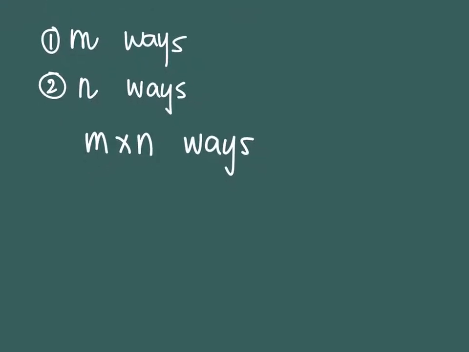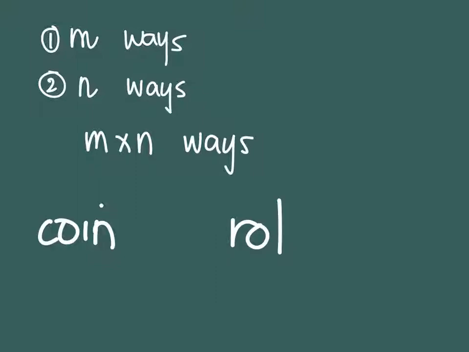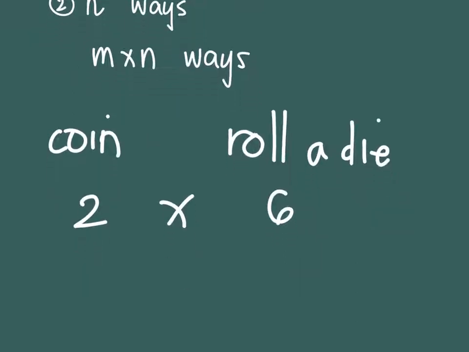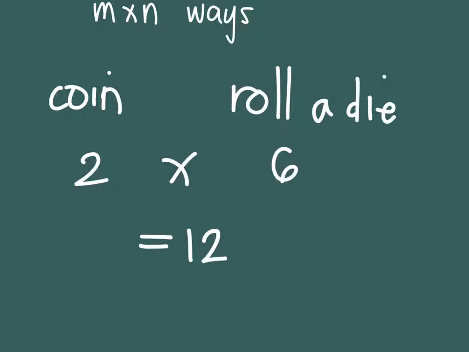For example, if you toss a coin and you roll a die after that, then the total number of possible outcomes for these two events happening together is this: you have two possible outcomes for the coin, that is, either a head or a tail. And when you roll a die, you could either get 1, 2, 3, 4, 5, or 6. So you have 6 possible outcomes. Together, these two events can have 2 times 6 possible outcomes, and this is equal to 12 outcomes, or 12 number of ways. Okay?